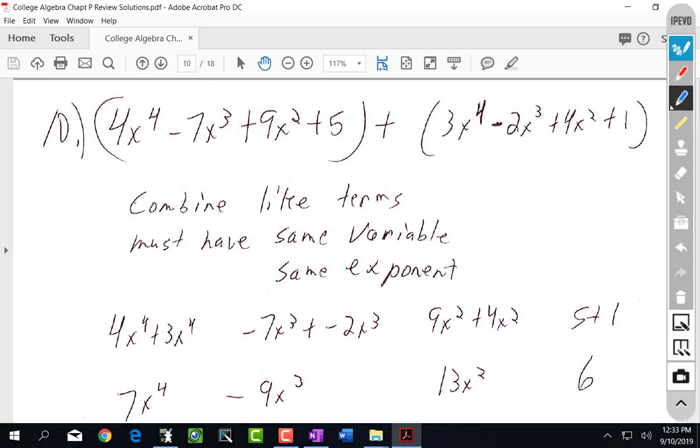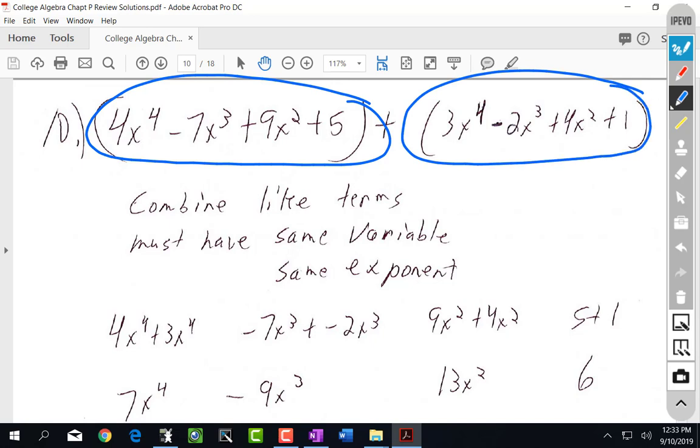Okay, on this next problem, number 10, it wants us to perform the indicated operation, writing the resulting polynomial in standard form. So it looks like they want us to add these two polynomials together. So we've got 4x to the fourth minus 7x cubed plus 9x squared plus 5. We've got 3x to the fourth minus 2x cubed plus 4x squared plus 1.